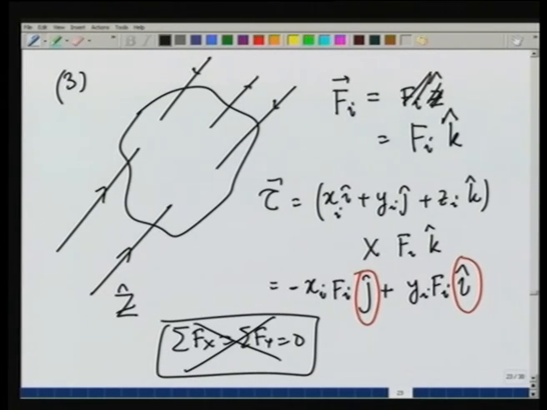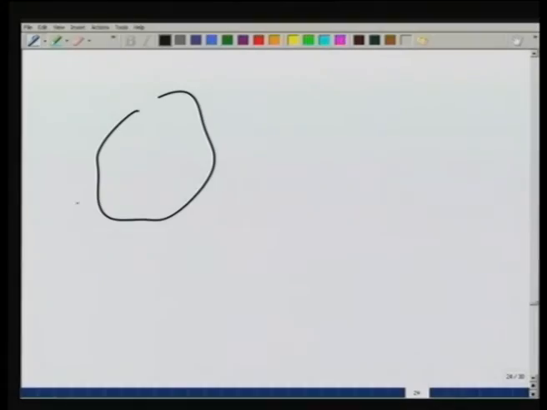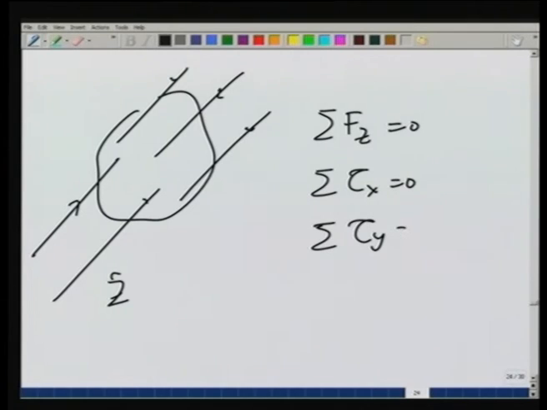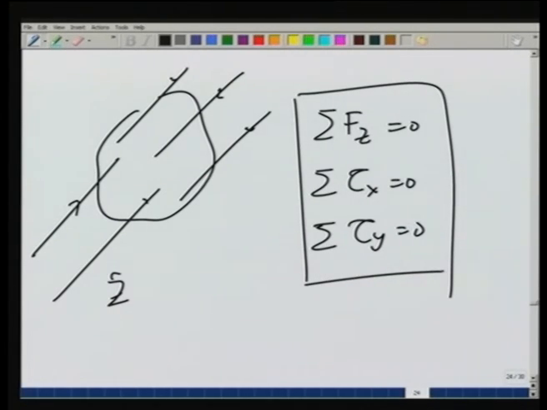So, in this case, when all the forces applied are parallel and we take that parallel direction to be the z direction, the equilibrium condition is going to be summation f z is equal to 0, summation tau x is equal to 0 and summation tau y is equal to 0, only 3 conditions. Of course, if none of these is satisfied, in general we have the general condition.